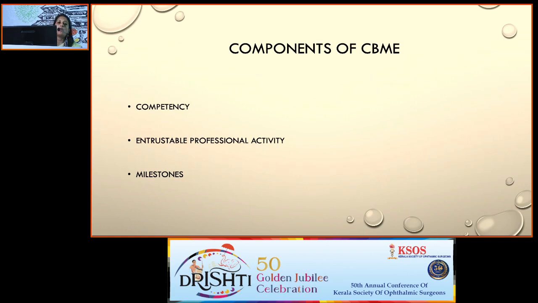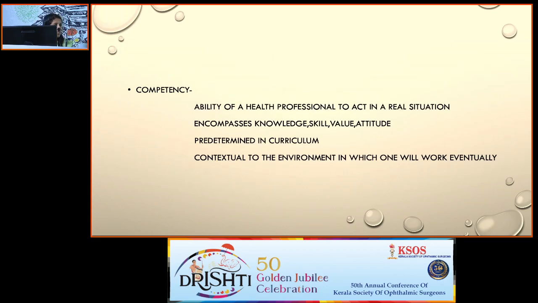The learner uses this to improve his learning, and the teacher uses it to improve his teaching. Now, what are the major components of CBME? First is competency, second is entrustable professional activity, and third is milestone. By competency, I already told that is the ability to perform something efficiently in a real life situation. So this actually defines knowledge, skill and attitude, which is already predetermined in the curriculum, considering the various factors in the environment that we are going to work in eventually.